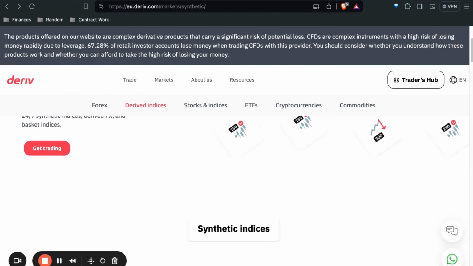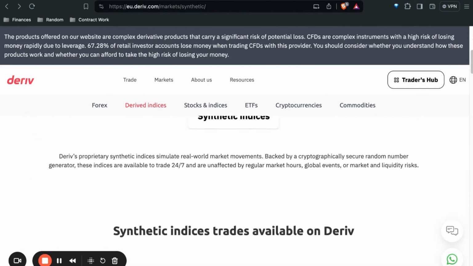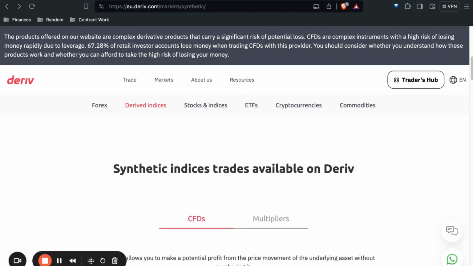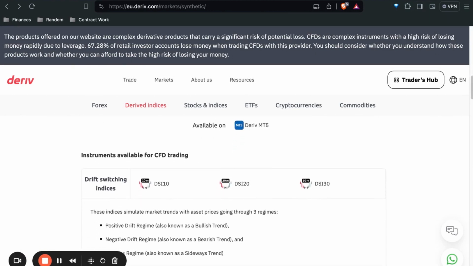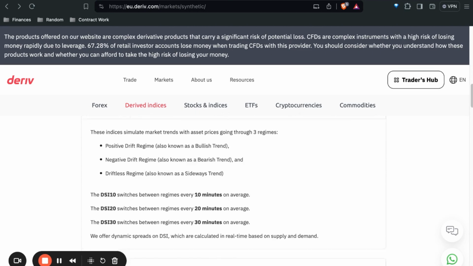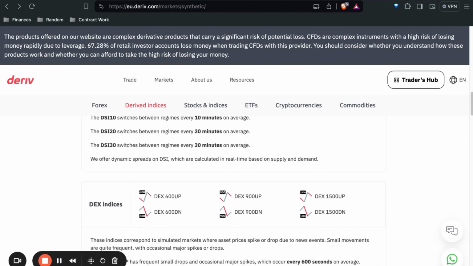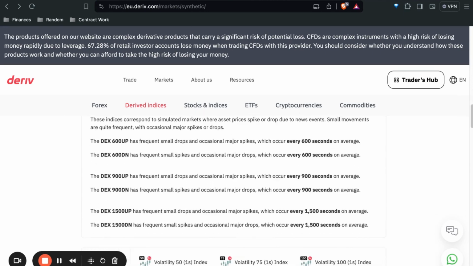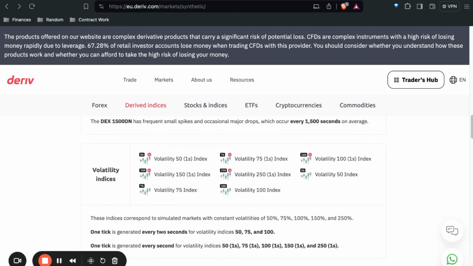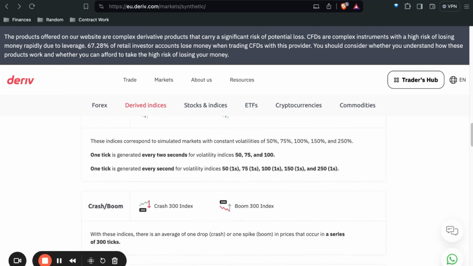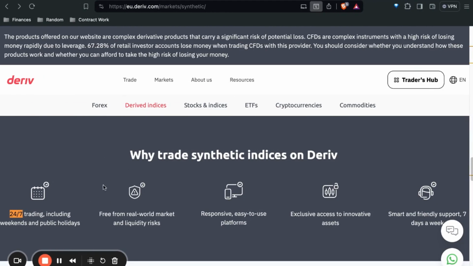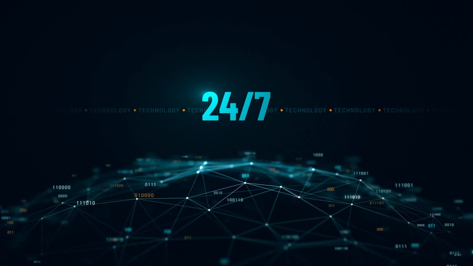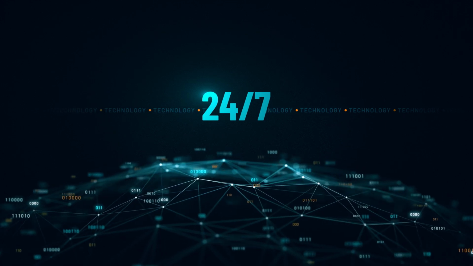These are unique financial instruments designed to mimic real world market movements. However, unlike traditional assets, synthetic indices operate in a simulated market, meaning they are unaffected by real world events. This eliminates the usual volatility caused by factors like company news, government announcements, or natural disasters, along with black swan events. Deriv synthetic indices are available for trading 24/7, even on holidays, giving you the flexibility to trade whenever you want.